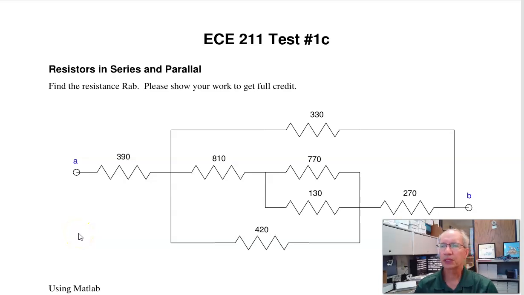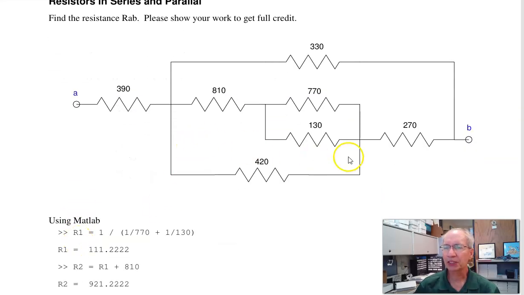Here are solutions to test number 1 for ECE 211. This test looks at Kirchhoff's laws, resistors in series and parallel, and voltage division, current division. The first problem is, given this resistor circuit, what's the net resistance between A and B?